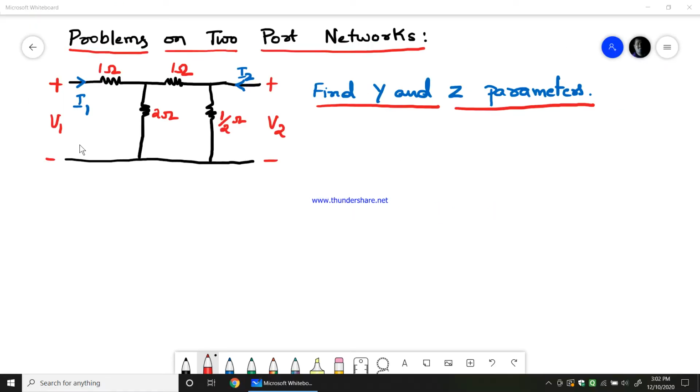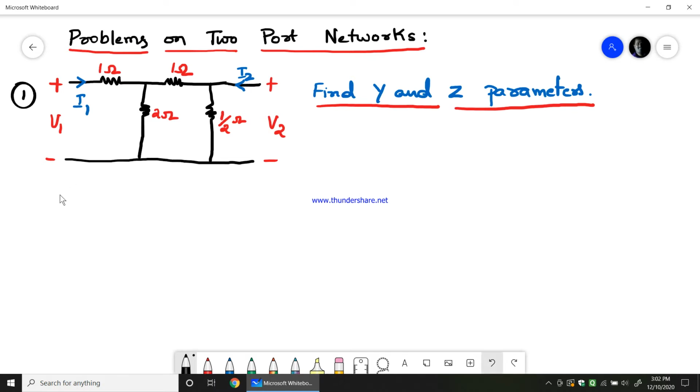In this video we will see problems related to the two-port networks. So let us solve some problems now. In this first problem, in the given circuit, which is a two-port network, they are asking you to find out what the y and z parameters are.